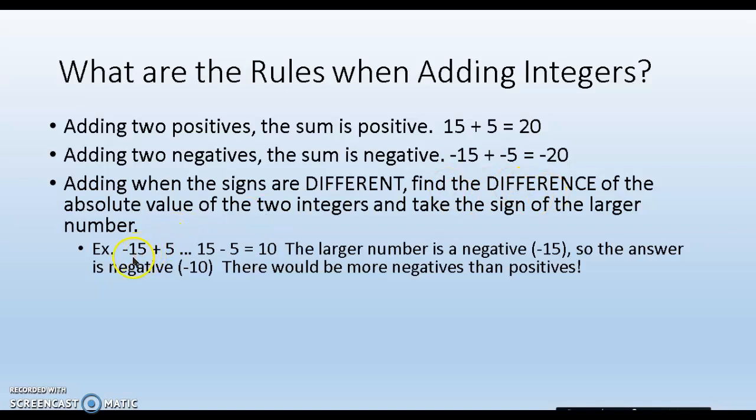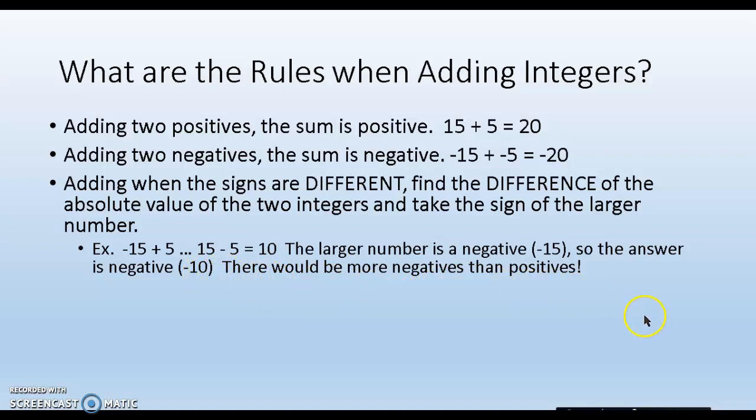So the absolute value of negative 15 is 15. We're going to subtract the absolute value of 5, which is 5. 15 minus 5 is 10. But we're not done yet. The larger number is negative. So this 15 is my larger number. It's negative, so the answer is negative. So the answer would be negative 10 because there's more negatives than positives.